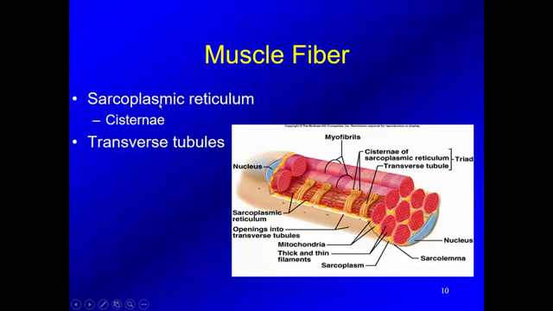So the sarcoplasmic reticulum has cisternae to store the calcium, and the transverse tubules are little indentations into a muscle fiber to increase the surface area so ions can flow in and out of that muscle fiber easier.